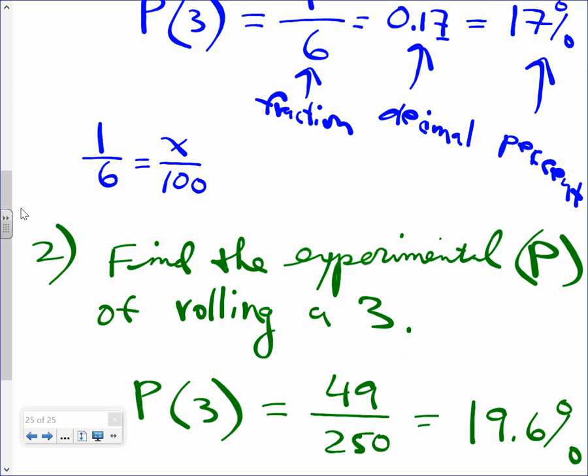Now here's a big kicker. Theoretically it became 17%. But when we actually did 250 times rolling the dice, we found out that 19.6% of the time it came up 3. Now here's the kicker. This experimental probability gets closer and closer to theoretical the more trials you attempt. In other words, if we sat here all day and did like 10,000 trials, this number would get closer and closer to 17. So in the long run, experimental probability approximates closer and closer to theoretical.